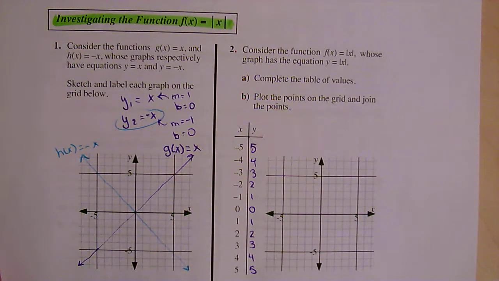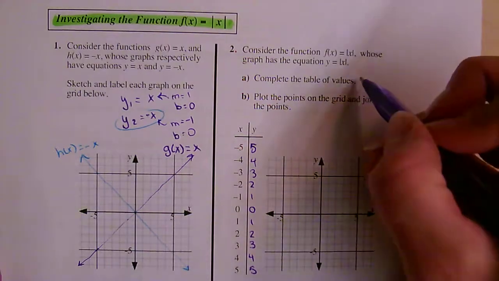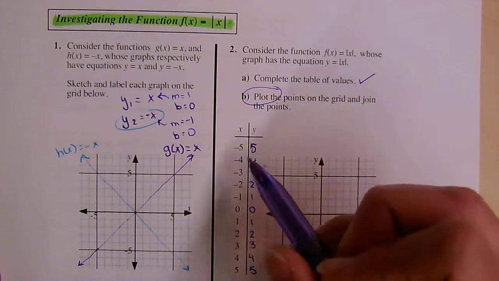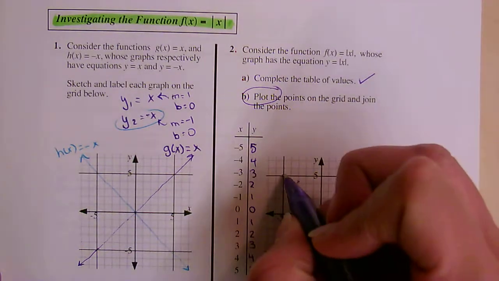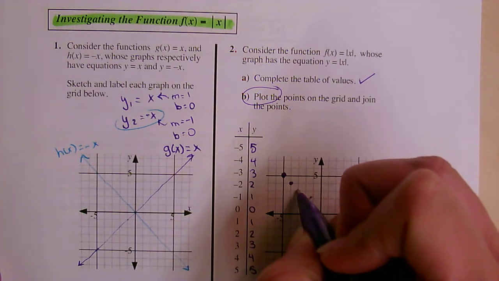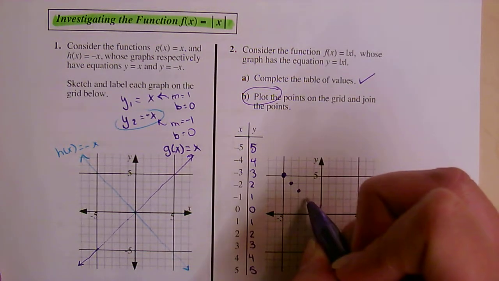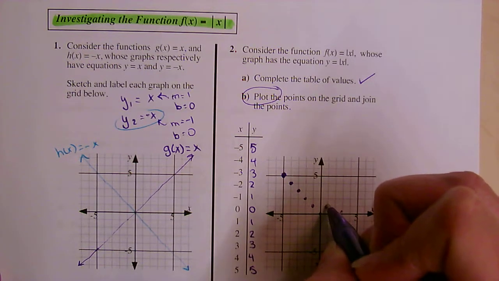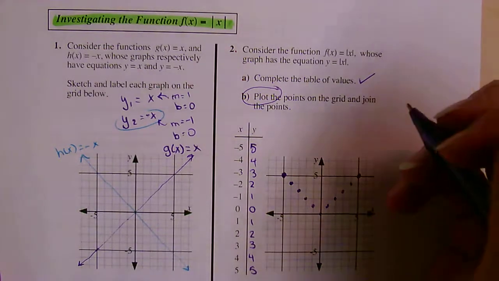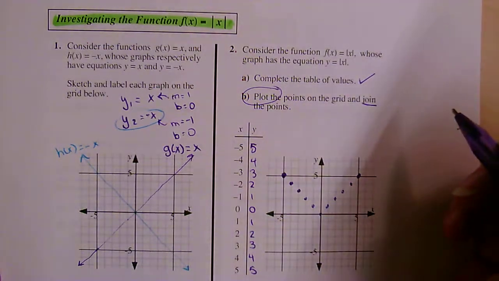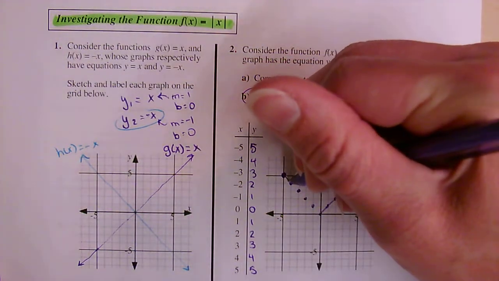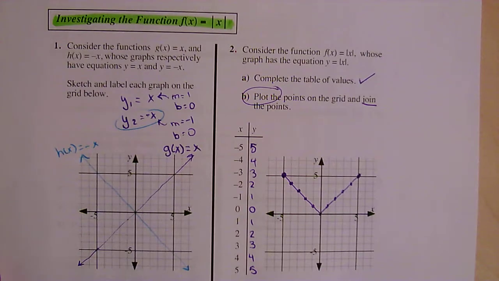Okay, so then complete table of values done. Now we need to plot the points. So x and y, so negative 5 and 5 is right there. Negative 4 and 4, 3, negative 2. There we go. So we get this V shape. And it does tell us to join the points. So with our ruler, or a steady hand, we join the points.